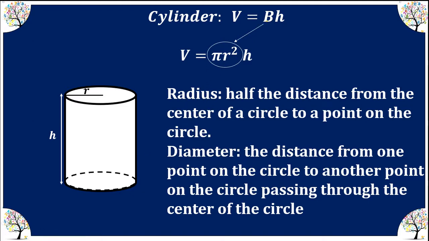So our formula, big B, means the area of the base, which is pi r squared. That's how you find the area of a circle, times the height of our cylinder. Now let's just recall that radius is the distance from the center of your circle to a point on the circle. So that's the radius. Our diameter would be a point on the circle to another point on the circle passing through the center. So our diameter is twice the length of the radius.